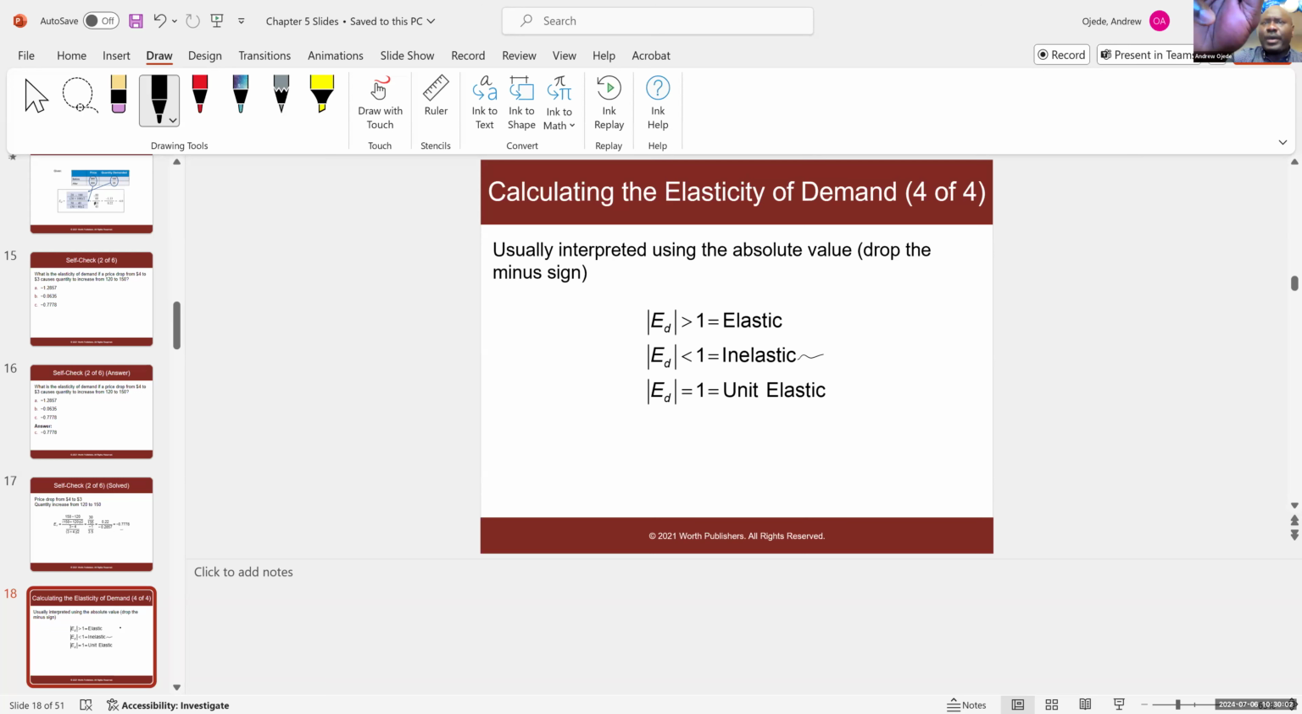And then this is a case where we call it unit elastic. If you calculate the price elasticity of demand and it's -1, or its absolute value is 1, that means a 1 unit increase in the price leads to a 1 unit decrease in the quantity. Or a 1 percentage point increase in price leads to a 1 percentage point decrease in quantity demanded. Then the good is what? Unit elastic. We call it unit elastic.